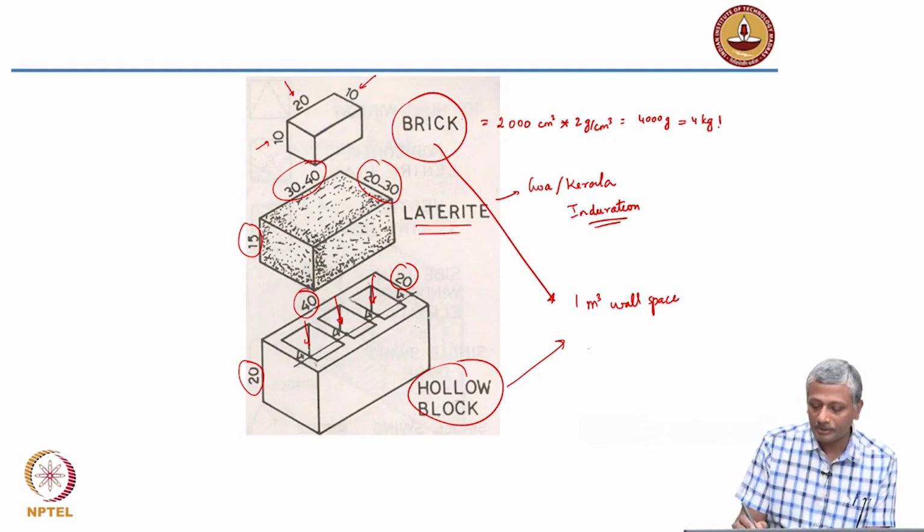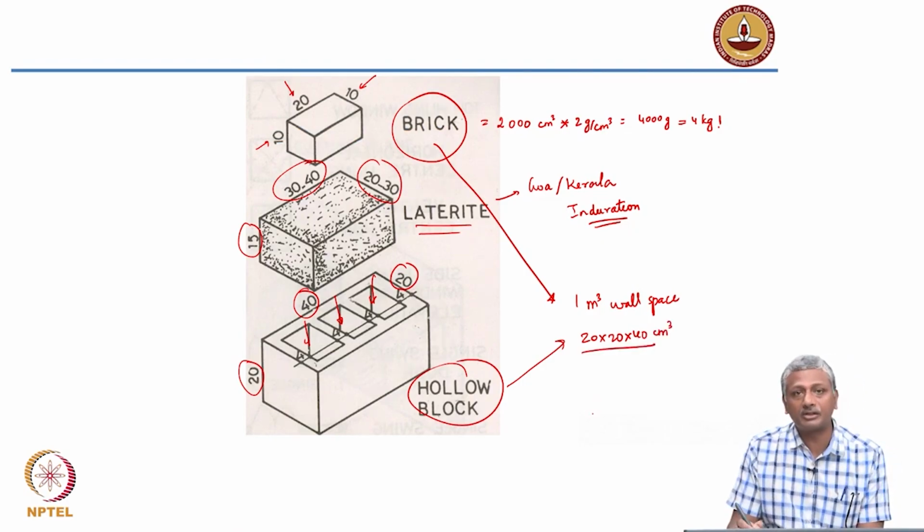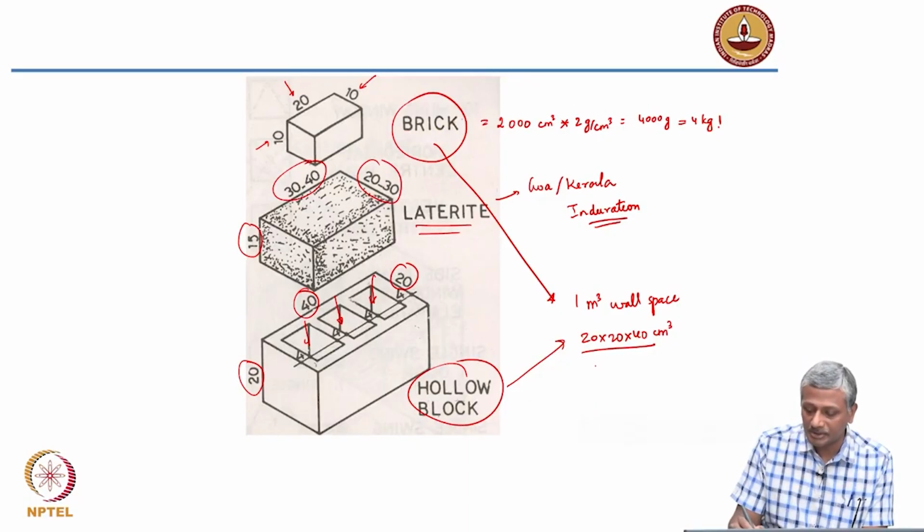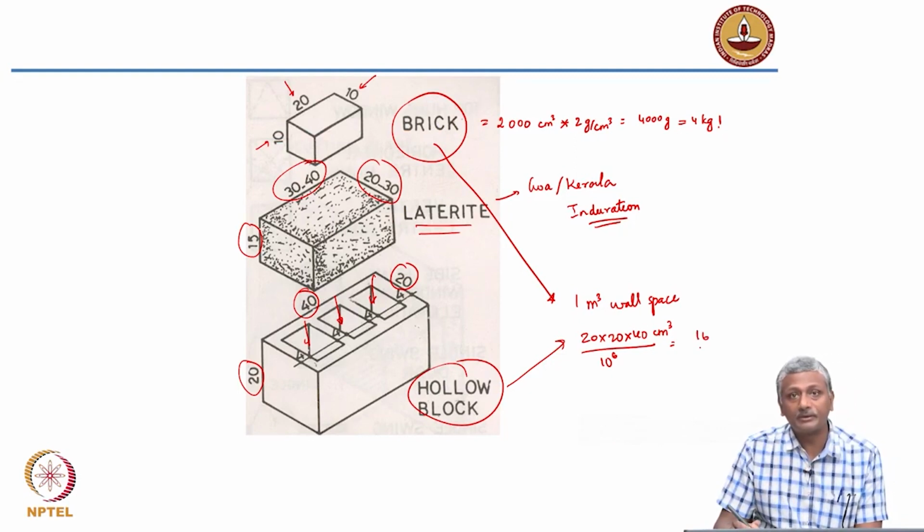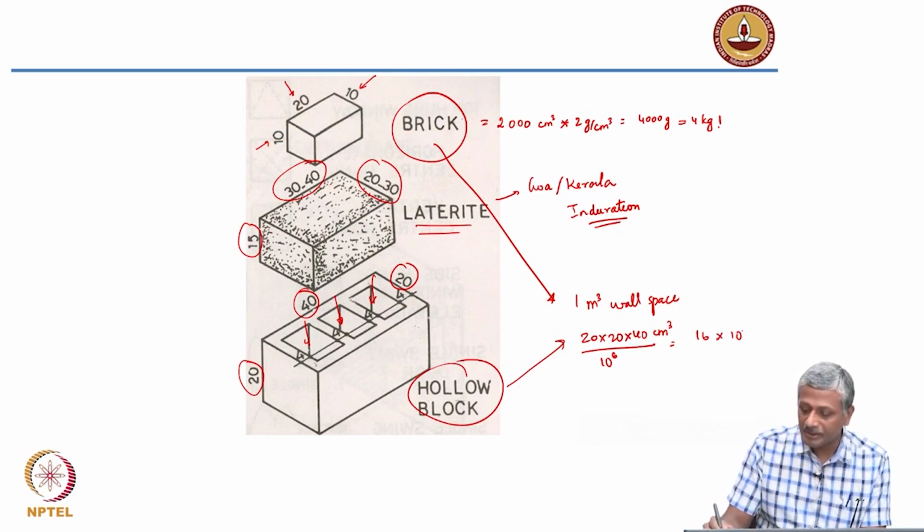So in a hollow block, the volume occupied is 20 by 40 cubic centimeter. Let's divide that by the conversion factor for cubic centimeter to cubic meter, that is 10 to the power 6. Now this becomes 2 into 2 is 4, 4 into 4 is 16, into 10 power minus 3, that is 0.016 cubic meter.